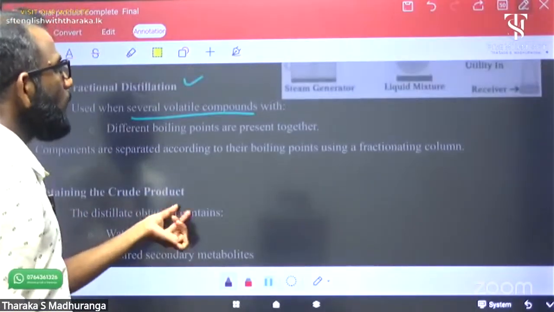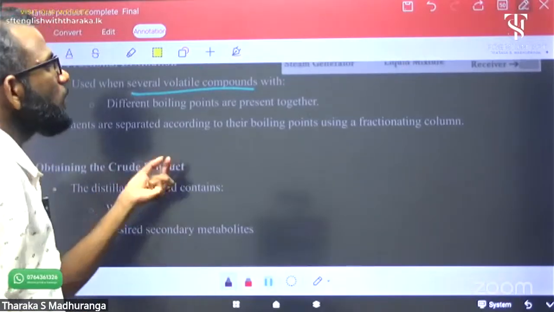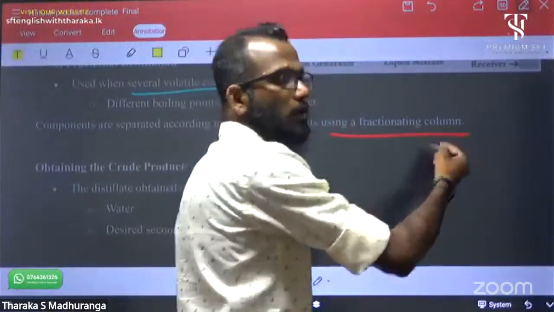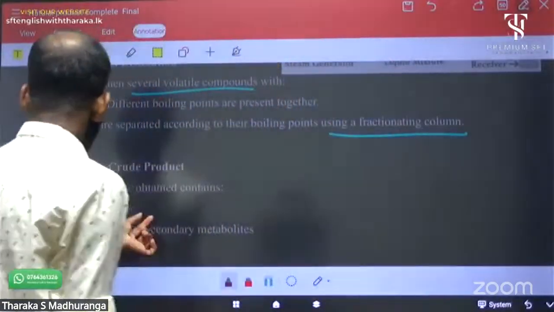Different boiling points are present together. Compounds are separated according to their boiling points using the fractional column. For this fractional distillation, we have a fractional column. I will show you.